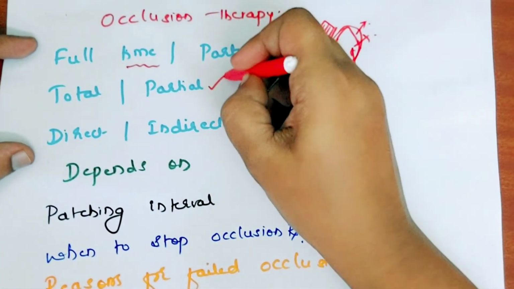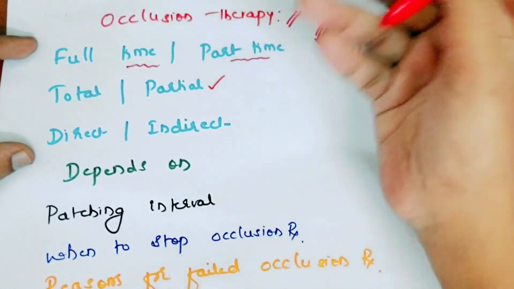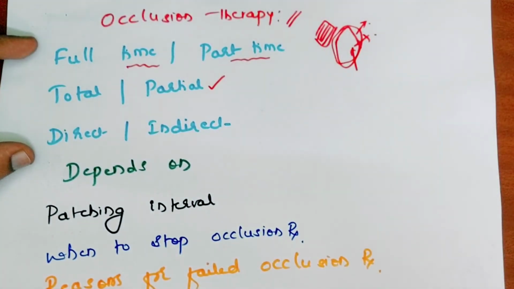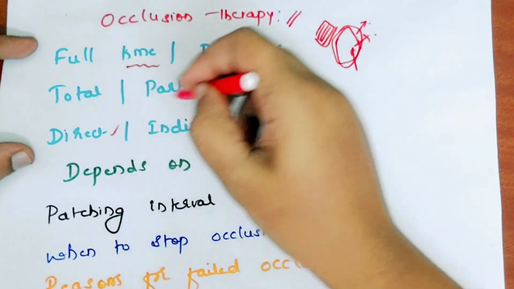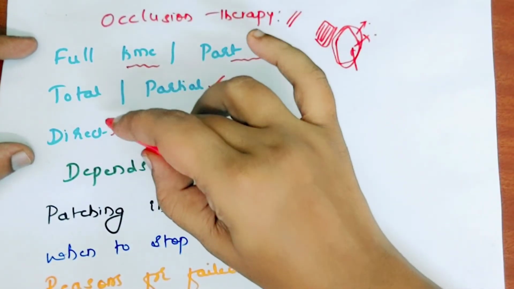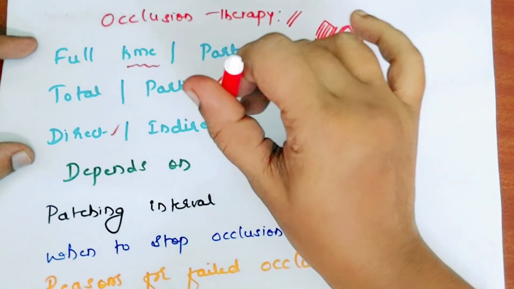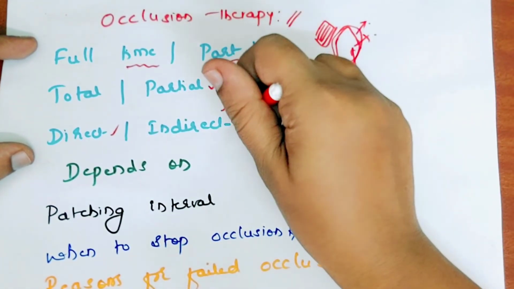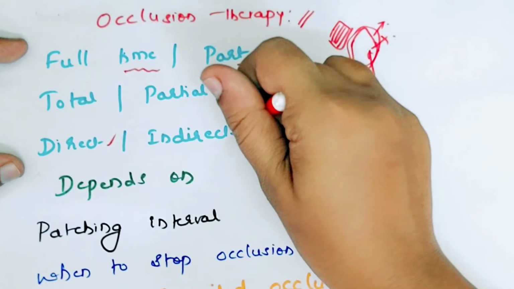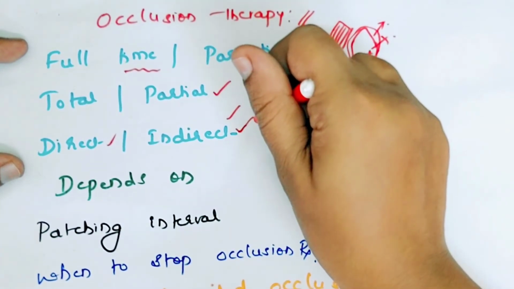It can be total or partial depending upon how much of the light is allowed to enter into the eye, or it can be direct and indirect. It is called direct when the normal eye is occluded, and indirect when the amblyopic eye is occluded. Okay, so you may ask why the amblyopic eye is occluded.